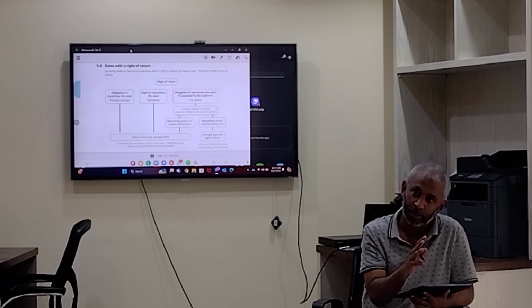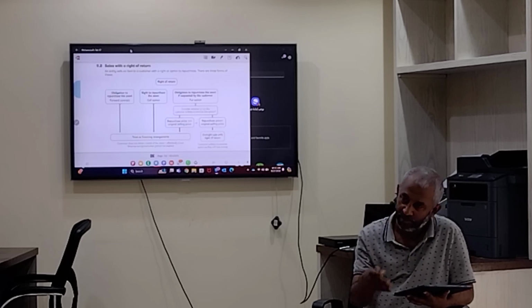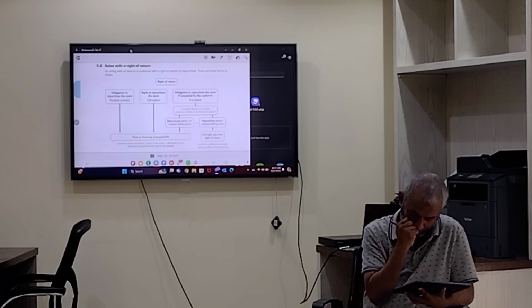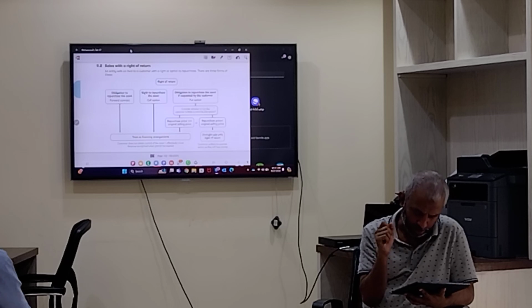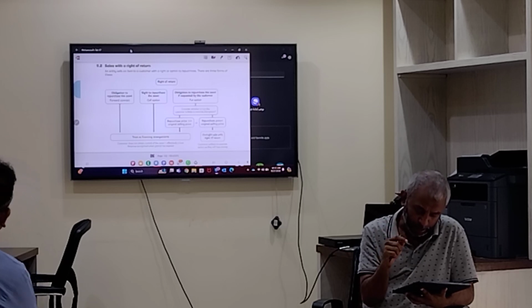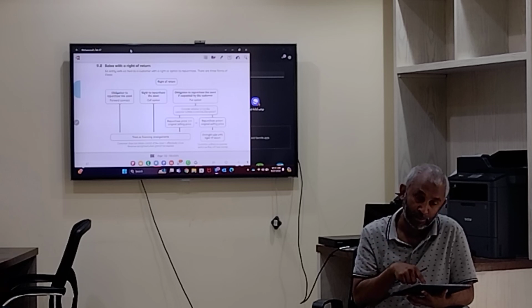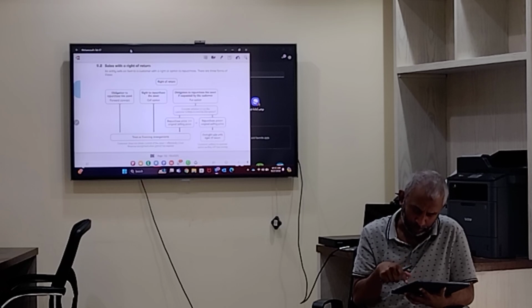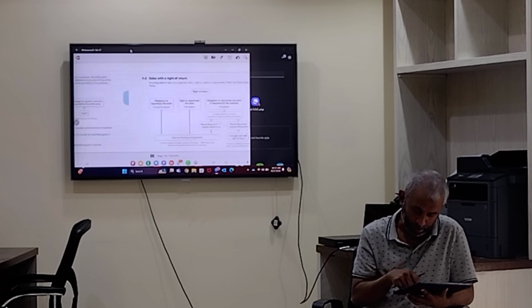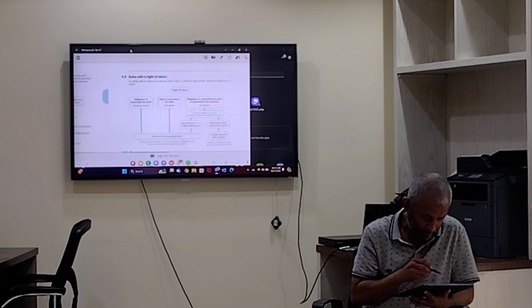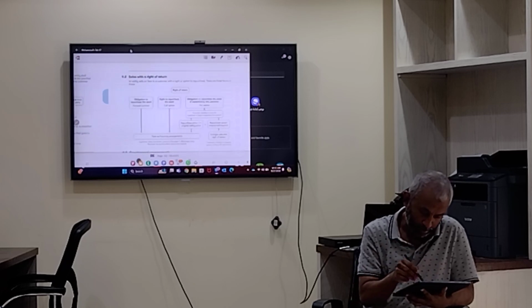So call option, put option, don't worry. Next week we will have a detailed discussion. Consider whether or not the customer is likely to exercise the option. If the repurchase price is greater than or equal to the original selling price, treat it as a financing arrangement. If the repurchase price is less than the original selling price, it is an outright sale with right of return. So this diagram, I will share it, but I will discuss that in our next session.